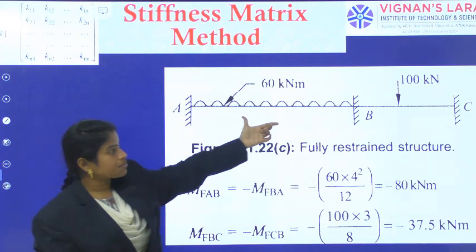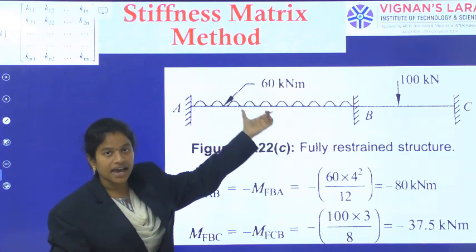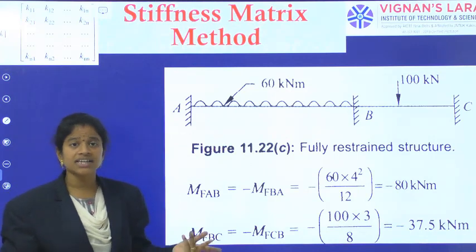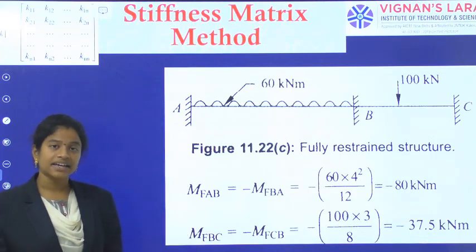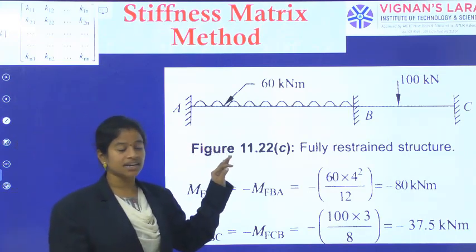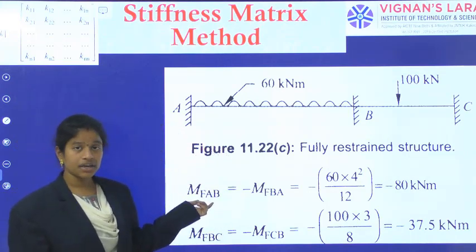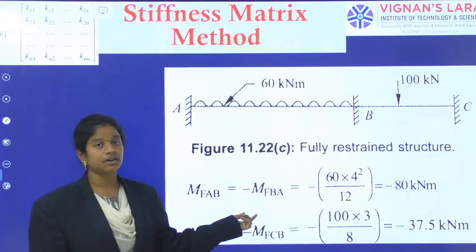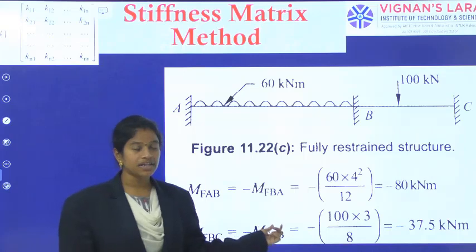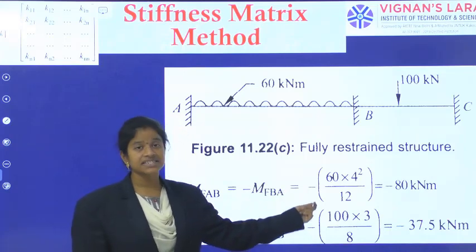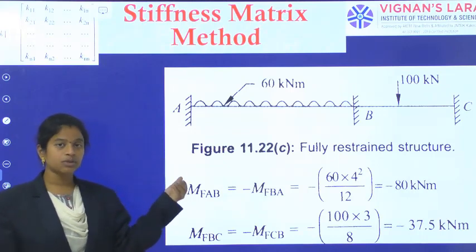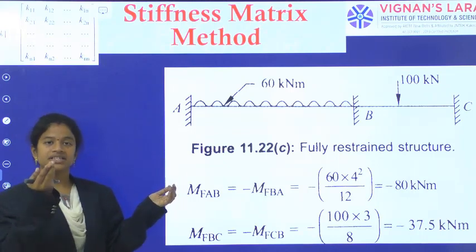So for such a fixed or restrained structure, I am calculating the fixed end moments, because due to fixed, what is changing? Fixed moments are changing. So the developed forces due to the restraining conditions are: MFAB is equal to minus MFBA. If MFAB is clockwise, that is positive, and counterclockwise it is negative. So this is minus 60 into 4 square divided by 12. So MFAB is minus WL square by 12, MFBA is plus WL square by 12.